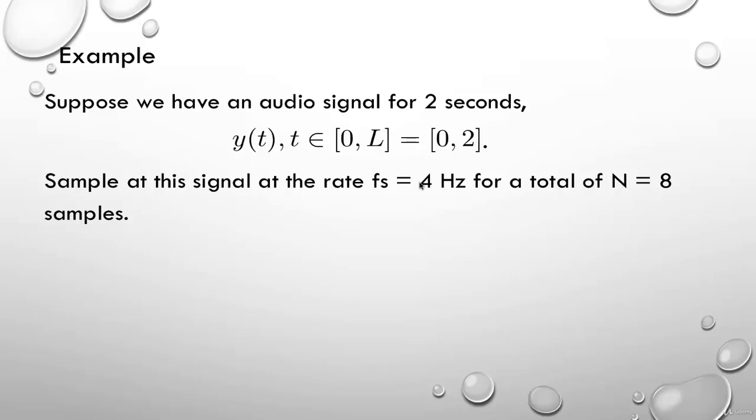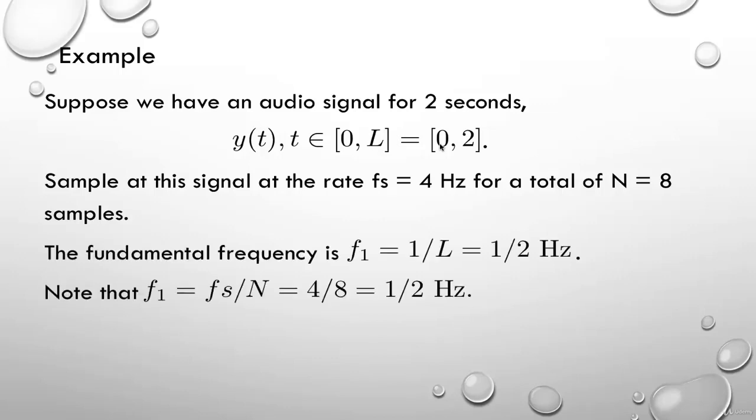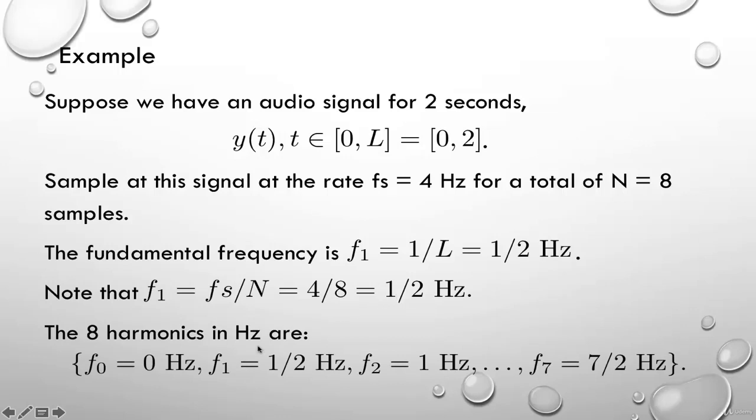Here's another example. If I have a function from 0 to 2, so 2 seconds, and I sample at 4 hertz, then the fundamental frequency is 1 over L, which is 1/2 Hertz. I can also do it another way: take the sampling frequency, 4, and divide it by 8. That's another way of doing it. So here are the 8 harmonics: 0, 1/2, 1. These are multiples of the fundamental frequency.